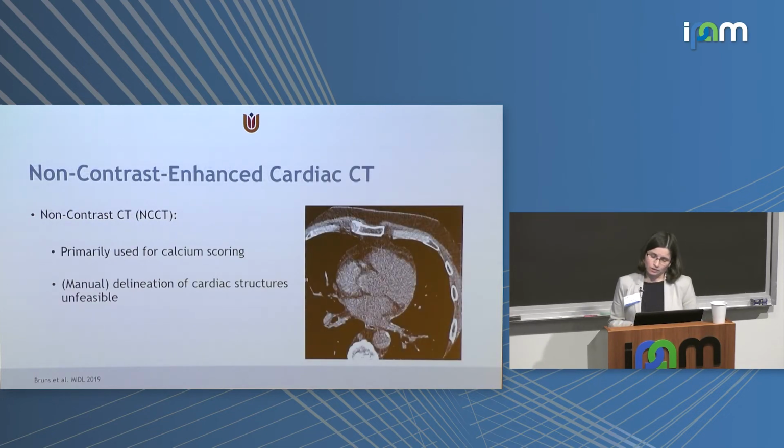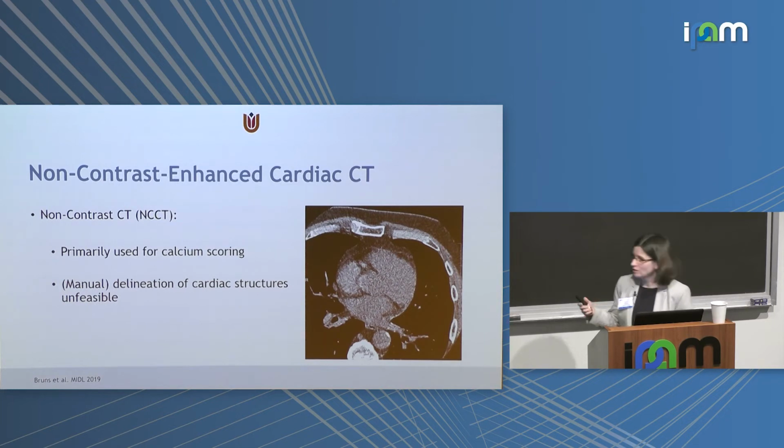So this is a scan that is made for calcium scoring that I just showed in the previous example. What we wanted here is to segment cardiac structures. This may be interesting, and especially in some cases images are acquired over the cardiac cycle, so if we could do this, we could say something about function. But identifying cardiac structures in this scan is completely unfeasible.